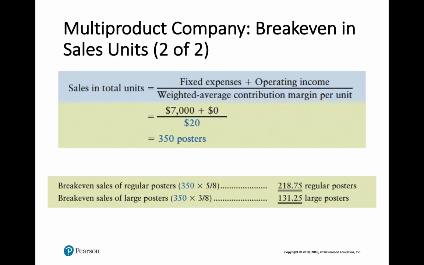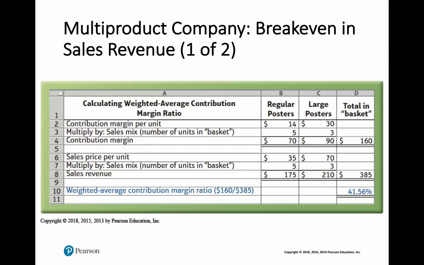So when we have multi-products, because we have rounding and that weighted average, we're not going to come up with an even number. So you just round up. Even though, technically, if you sell 219 and 132, you'd show a little bit of a profit, when we're talking about a break even analysis, you'd rather have a little bit of a profit than shoot for a break even where you're actually shooting for a loss. So just always round up there.